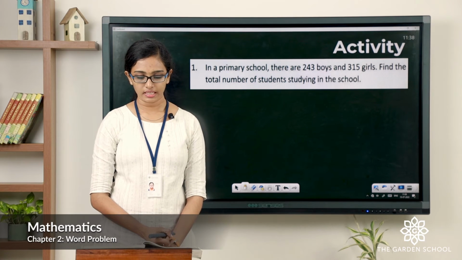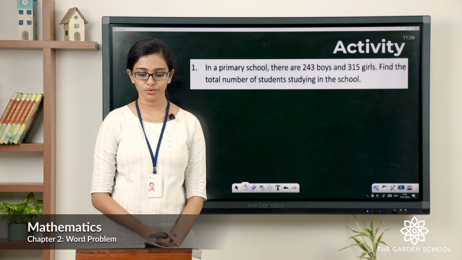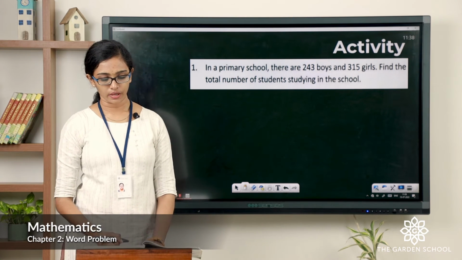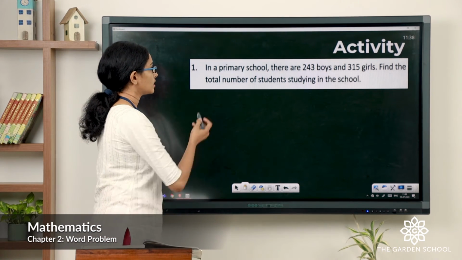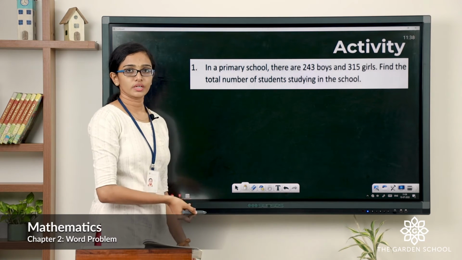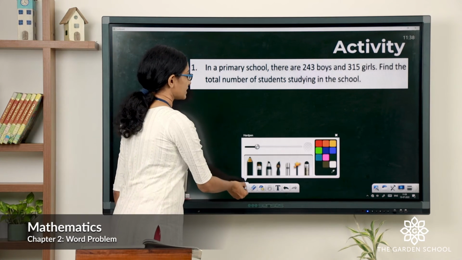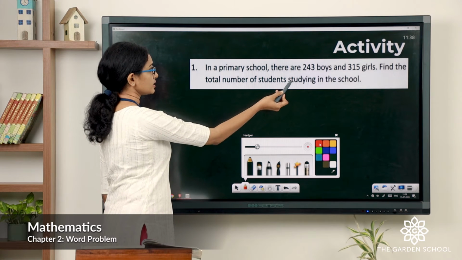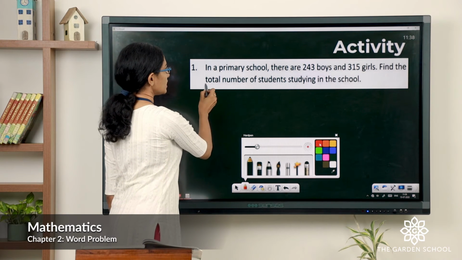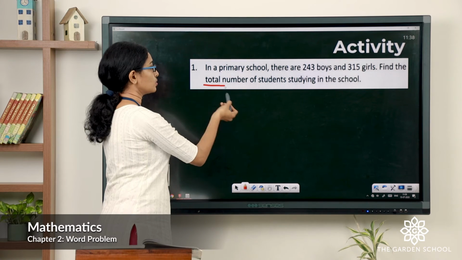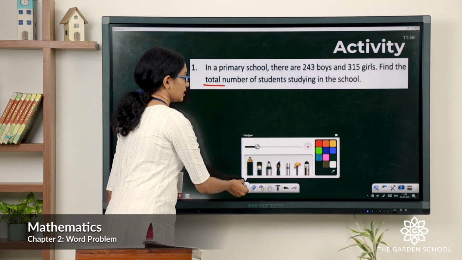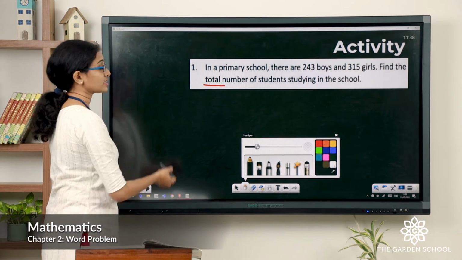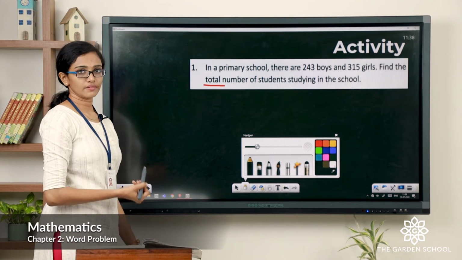So the first question, in a primary school, there are 243 boys and 315 girls. Find the total number of students studying in the school. So, it's about the number of students studying in a school. Let's identify the keyword here. See, in the question, you are asked to find the total number of students studying in the school. So, that means it's an addition word problem. So, now let's write the steps, or let's extract the data given in the question.